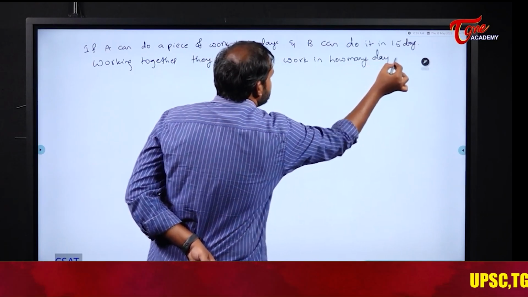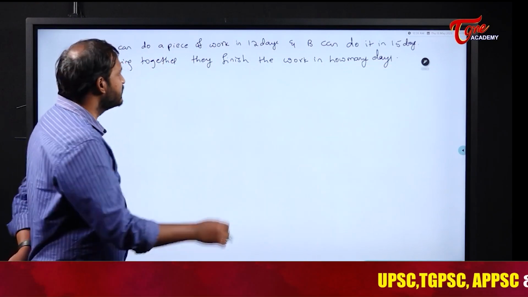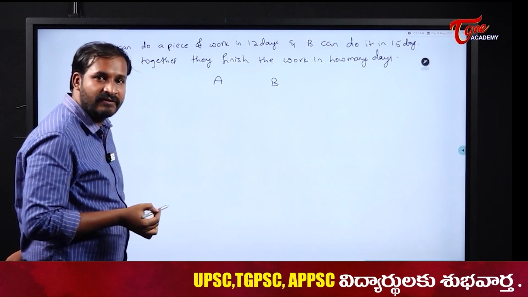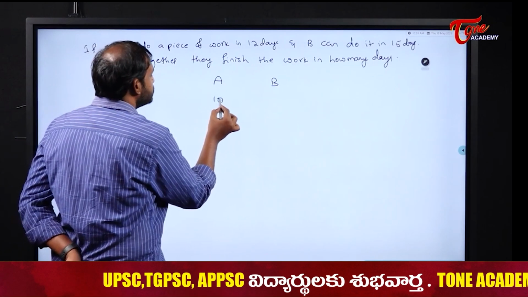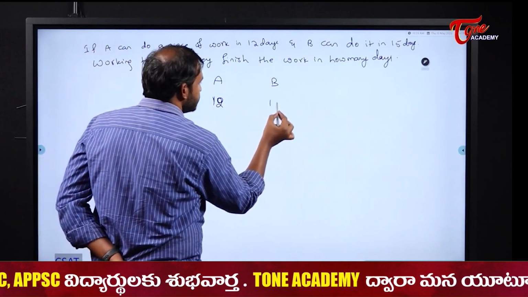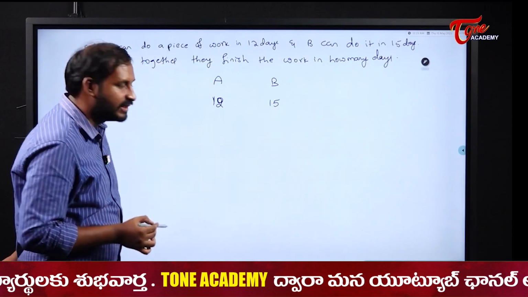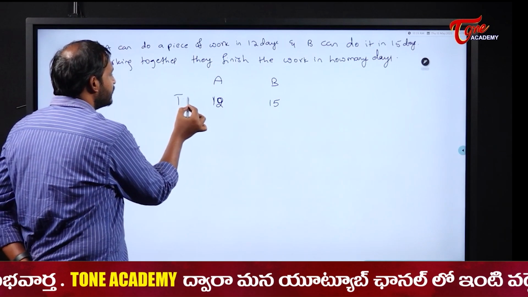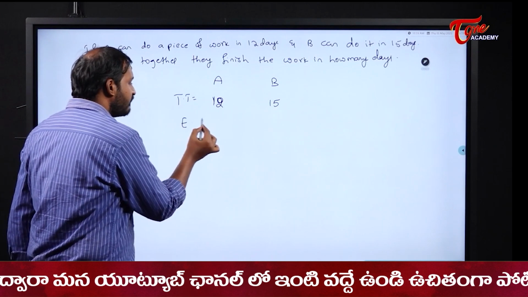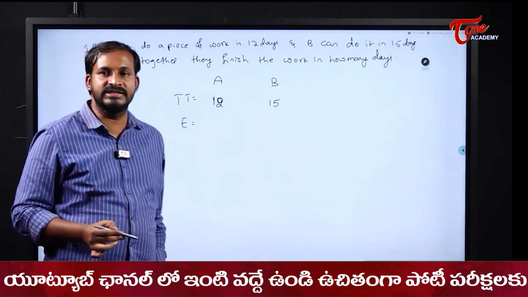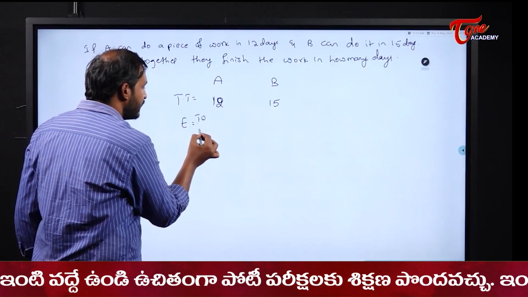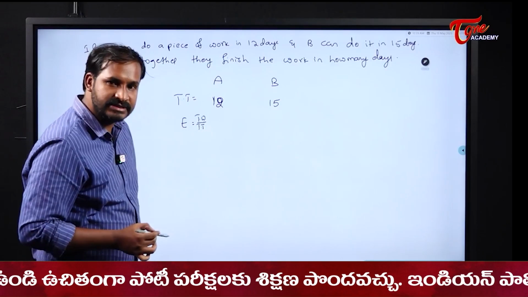Now see here, as usual, what are the things given for us? There are two persons, A and B. A can finish the work in how many days? 12 days. B can finish the work in how many days? 15 days. These are the time taken by A and B. Now, to write their efficiency, what is the first thing I should know? Efficiency is equal to total work by time taken. This is the formula for efficiency.